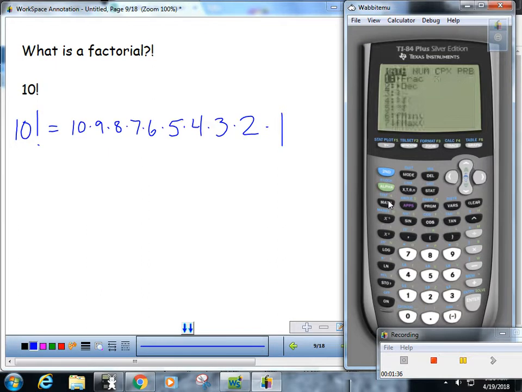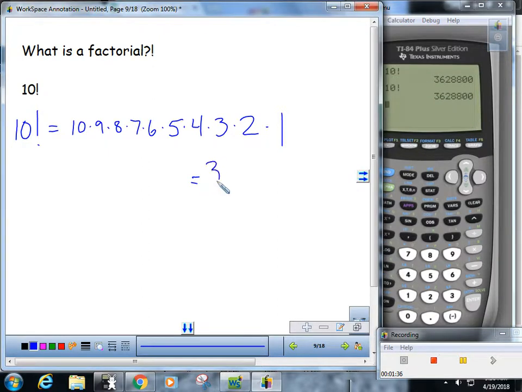Well, you go to Math, and then over here on your probability, I hope this is showing up on your screen here for the video. If it's not, you might have to Google how to do a factorial on your graphing calculator. But there it is, down there, number 4. So I do 10, Math, probability, 4, enter, and there you go. The answer is 3,628,800. Okay? So that's the next thing you're learning. How to do a factorial in your calculator, what a factorial is.